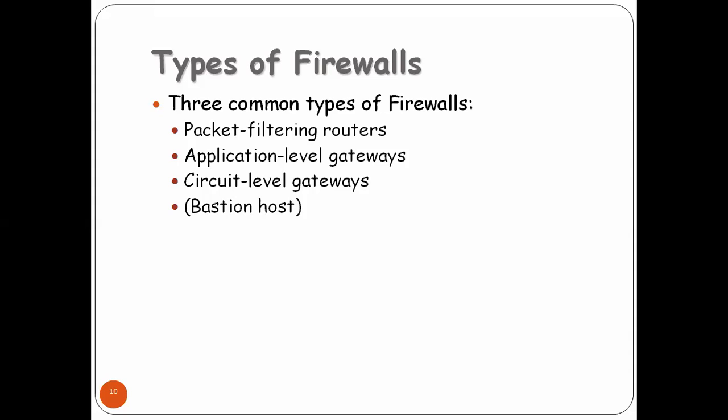Then the circuit level gateways. Once we are connected with any device, for example, if you insert any plug and play removable hard disk or removable pen drive, it identifies whether the data is accessible or not. That is what we are going to discuss: the three levels, the packet level, application level, and circuit level. So low level, middle level, and top level.